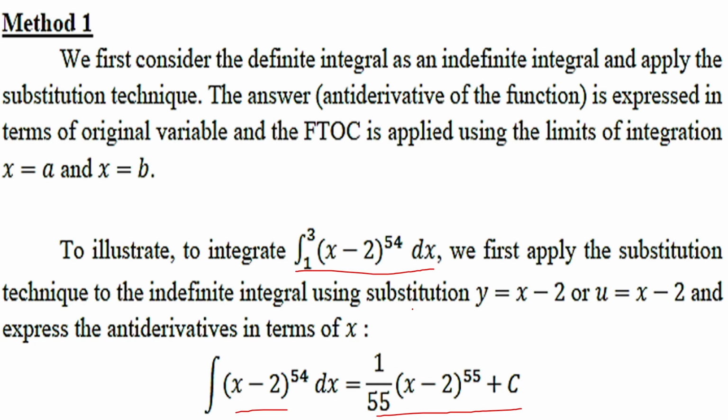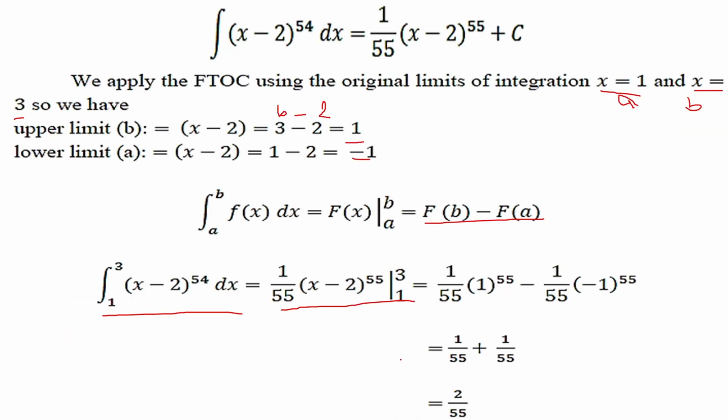And then, you already have your answer here. It is just 1 over 55, x minus 2 raised to 55, with the vertical bar notation, 3 and 1, or from 1 to 3. So, dito po natin nagamit ang ating bagong upper limit and lower limit. Dito na to sa ating substitution for the value of f of b minus f of a.